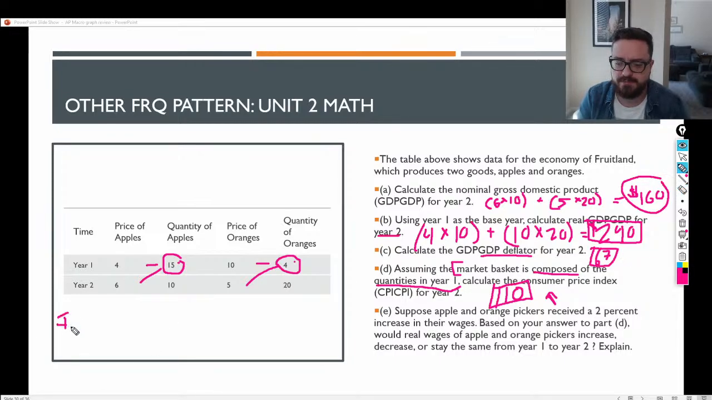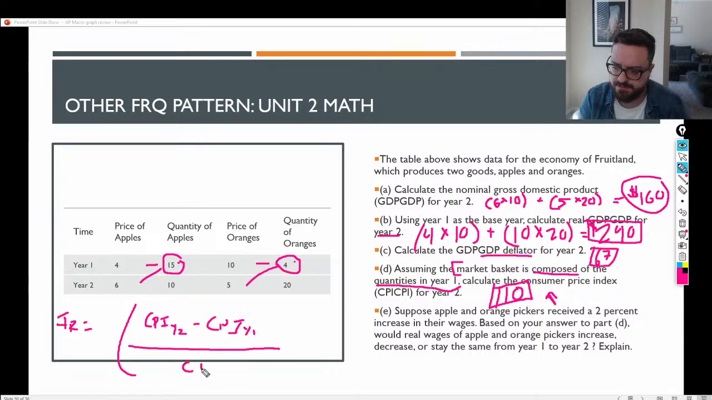But inflation rate, which I'm abbreviating here, I apologize, equals the CPI of year 2 minus the CPI of year 1 over the CPI of year 1 times 100. That looks terrifying, but it's always important to mention this: your base year CPI, which we're comparing to just 2 years here, so it is the base year, is always 100. And the CPI for year 2 is 110.